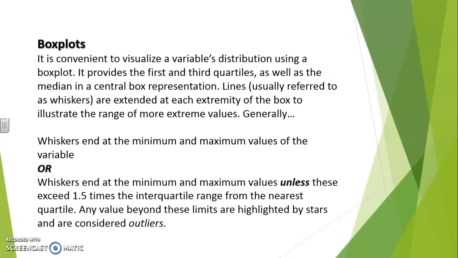But more and more, the following type of box plot is used. Whiskers will end at the min and the max unless these values are more than 1.5 times the interquartile range from the nearest quartile. Any value beyond these limits are highlighted by stars and are considered as outliers or extreme values. So let's see how that shows up graphically.